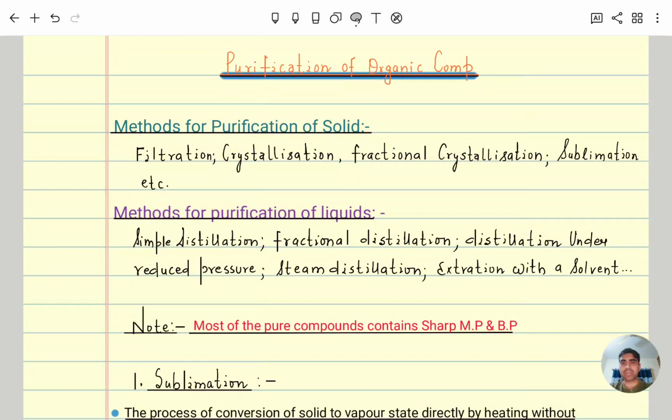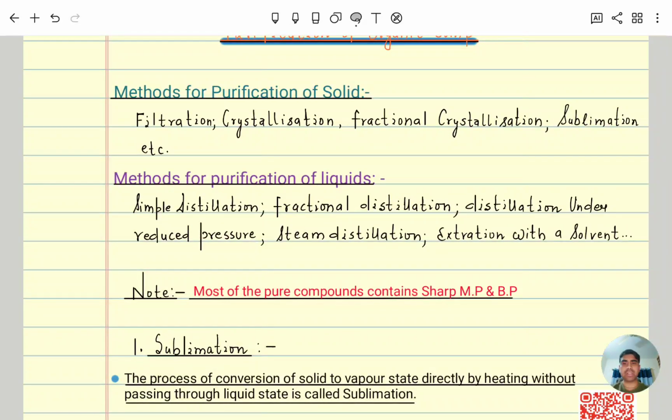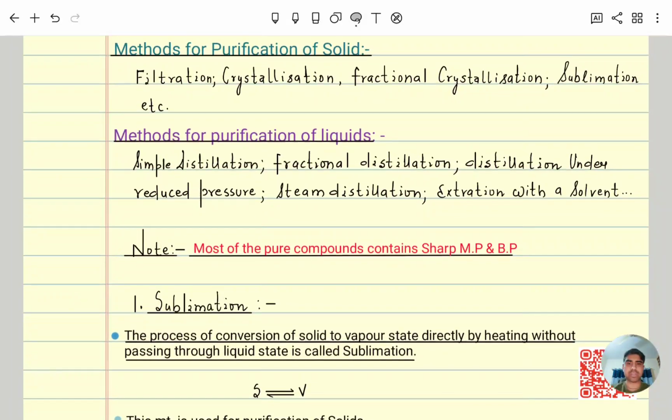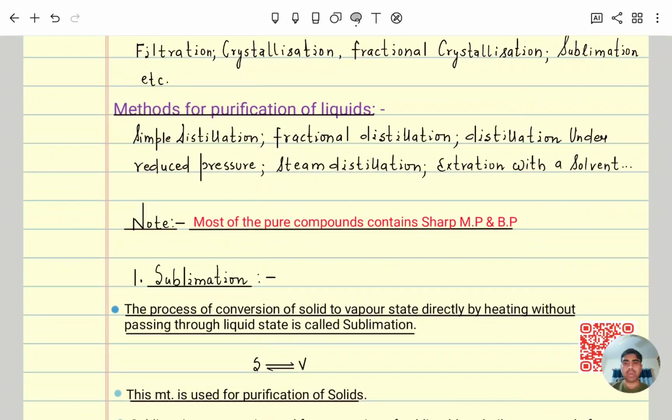In purification, you can see that there are two types of mixture. One is solid mixture and one is liquid mixture. Solid mixtures have methods like filtration, crystallization, sublimation and so on. And methods of purification of liquids are simple distillation, fractional distillation, distillation under reduced pressure, steam distillation, etc. One very important characteristic of a pure substance is that it has a very sharp melting point and boiling point. It has a fixed melting point and boiling point.